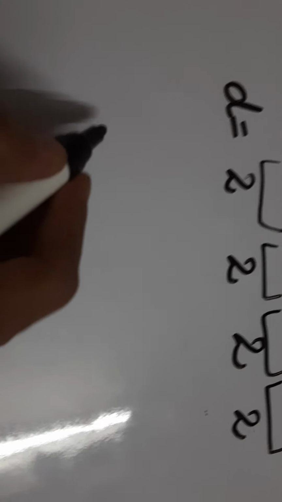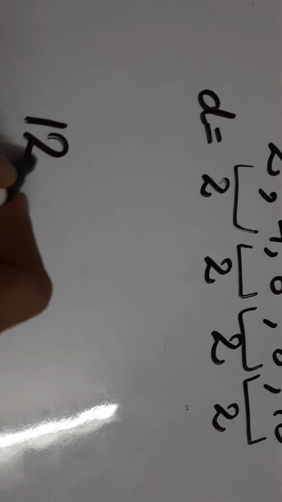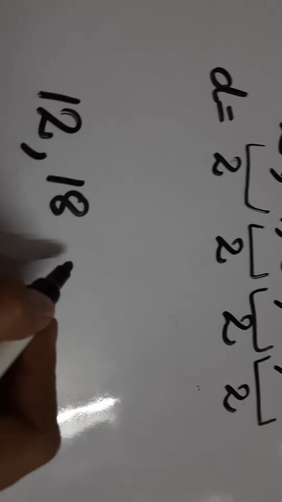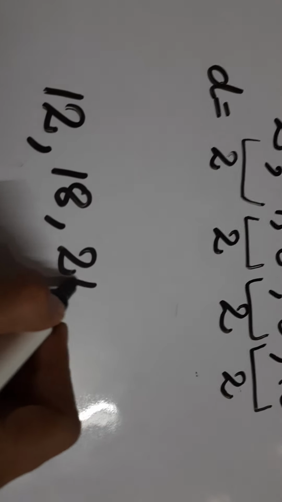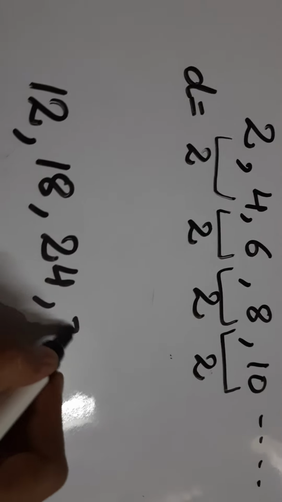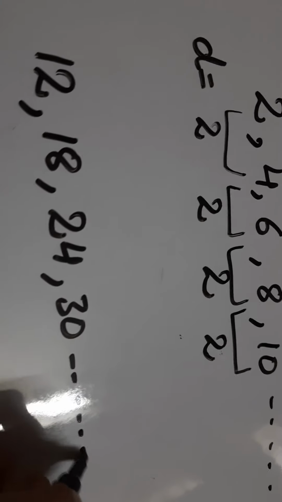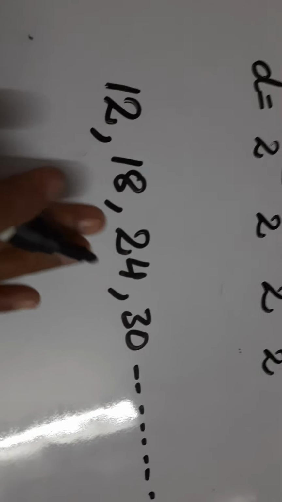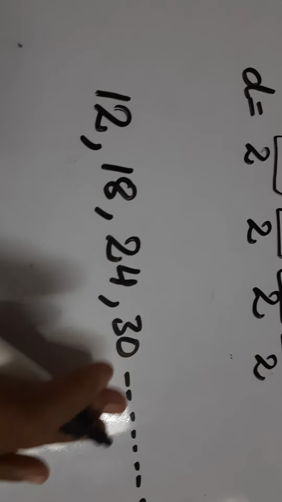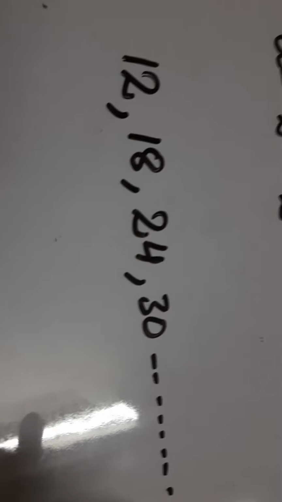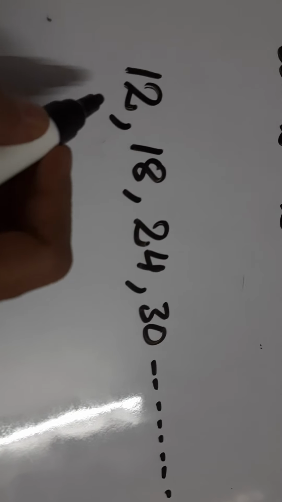Let us take one more example. For example, let me take 12, 18, 24, 30 and so on, like this. So let us check whether this series of numbers is an AP or not. So what is the way to check it? Let us again check the difference between two consecutive terms.